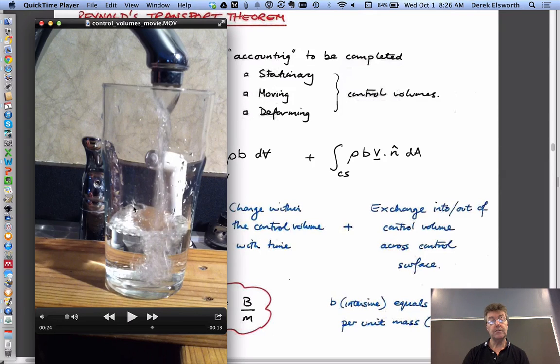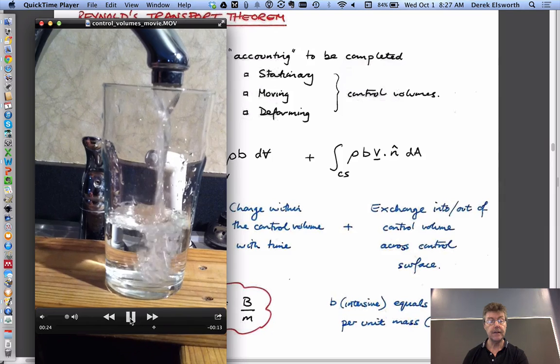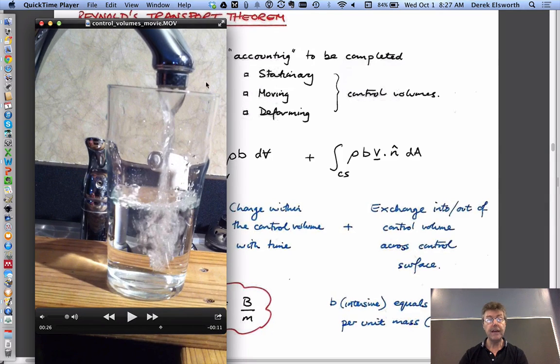We could also use a non-deforming but moving one by, for instance, making a box that attaches itself to this, and as the water keeps on flowing into here and getting higher and higher, then we could have that box not change in size but move up with this free surface. And that would be another moving but non-deforming control volume. Or we could do one, I guess we can't really do a deforming and moving one.